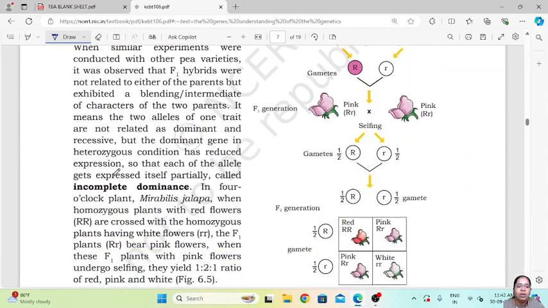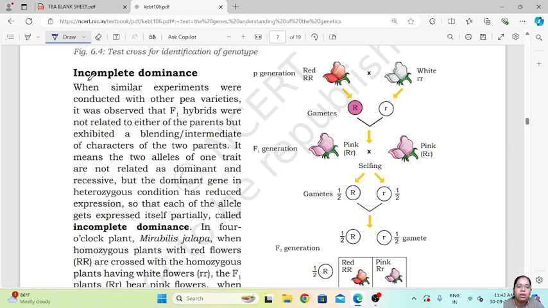Now we will see incomplete dominance. What is incomplete dominance? In incomplete dominance, the two alleles of one trait are not related as dominant or recessive, but the dominant gene in the heterozygous condition has reduced expression, so that each allele gets expressed partially. This is called incomplete dominance. We will see this using an example.